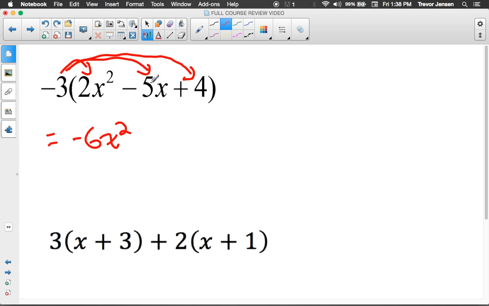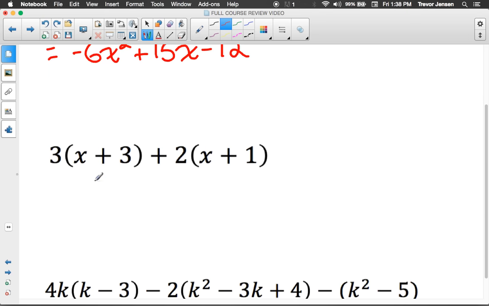I have to do negative 3 times negative 5x. Don't forget this sign belongs to this 5x, so negative times negative is positive 15x. And I have to do negative 3 times positive 4, that's negative 12. And I can't collect any of these three terms together because they're not like terms.